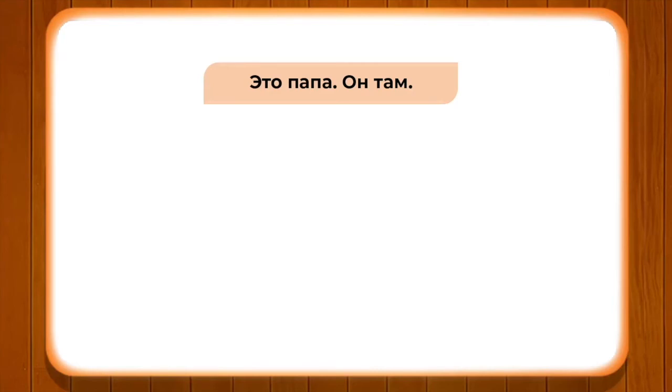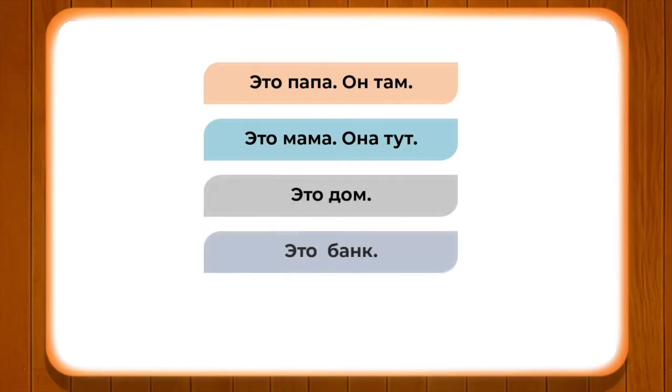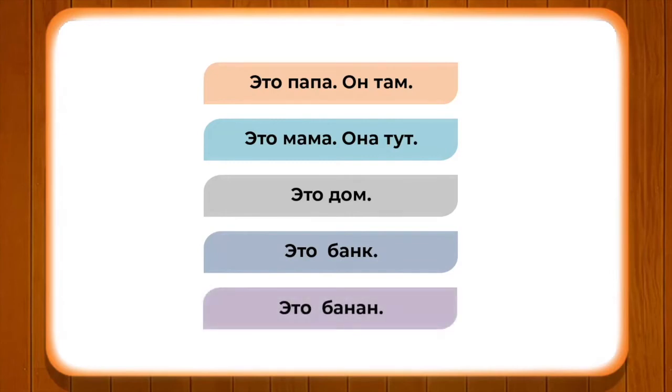Alright. Now we will look at a few more such exercises, where you will find a combination of different letters as vowels and consonants. And now we are moving a little bit ahead, from words to simple sentences. So here we are going to have certain examples of such arrangement. We have eta papa, on tam, eta mama, ana tut, eta dom, eta bank, eta banan.